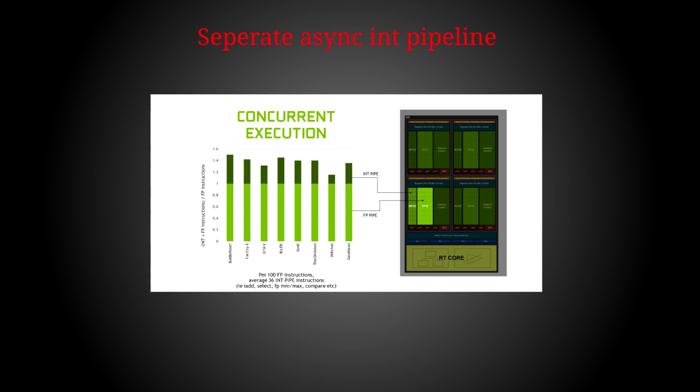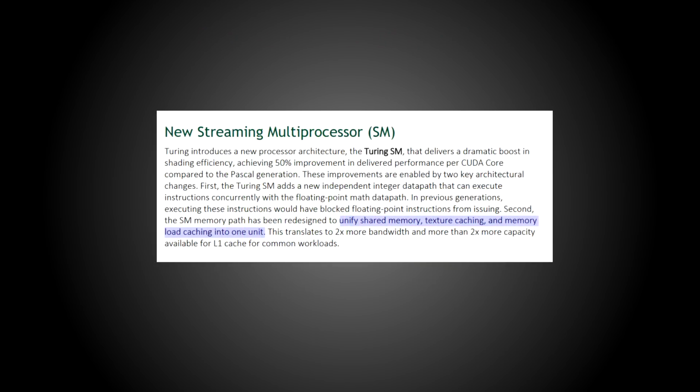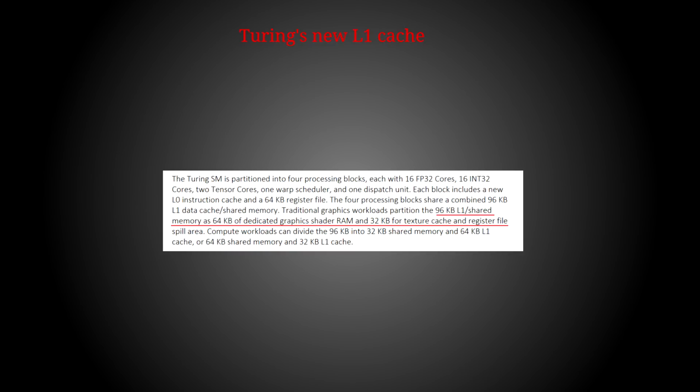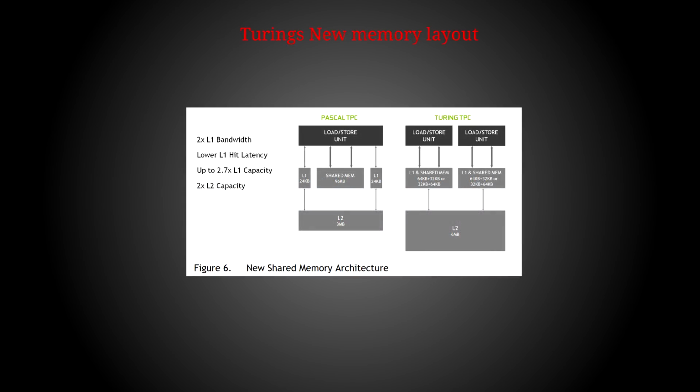Well, Nvidia claims a new memory path, or hierarchy, which will, quote, unify shared memory, texture caching, and memory load caching into one unit, unquote. They claim this will increase the L1 cache bandwidth and more than double the L1 cache capacity for mixed workloads. So what does any of this mean? Well, Nvidia claims that of the 96 kilobytes of L1 cache, 64 kilobytes is usually partitioned off for shaders, and 36 kilobytes for textures, and Nvidia wants to merge the L1 cache altogether. Nvidia claims that this is the second major reason why Turing gets that 50% performance improvement per shader.